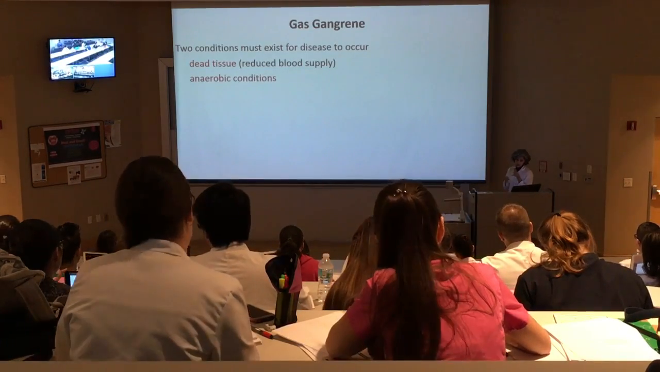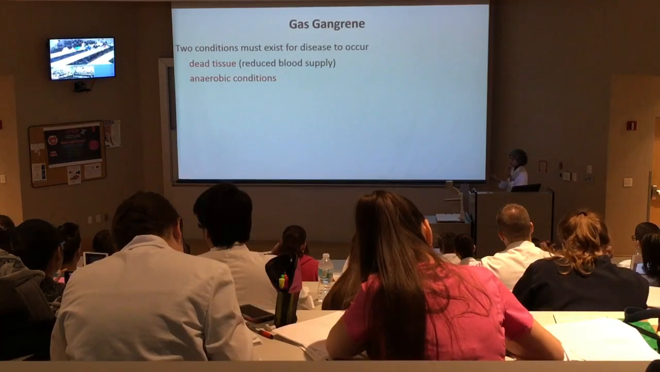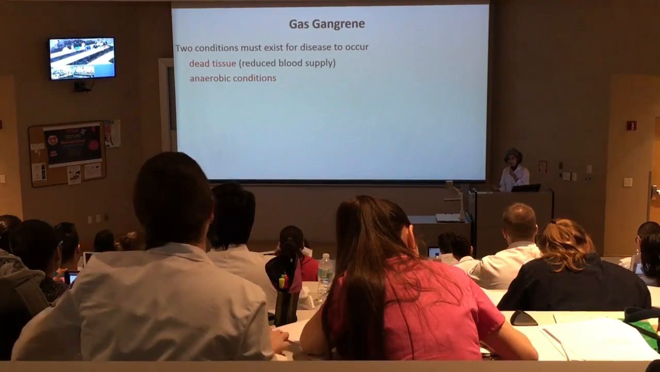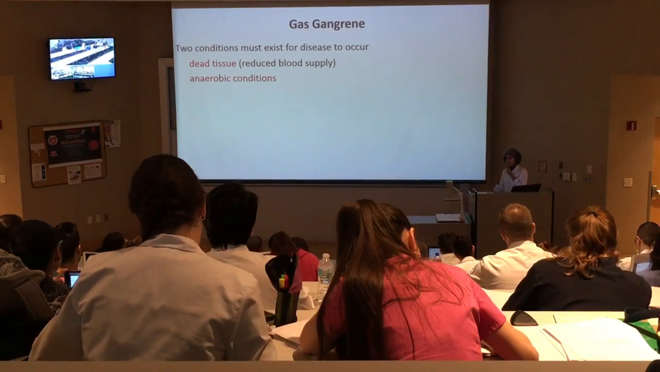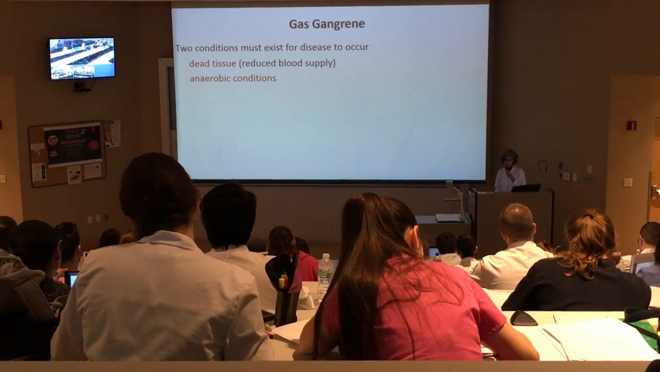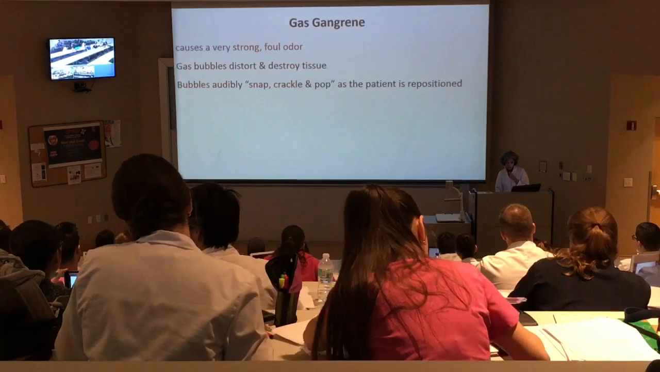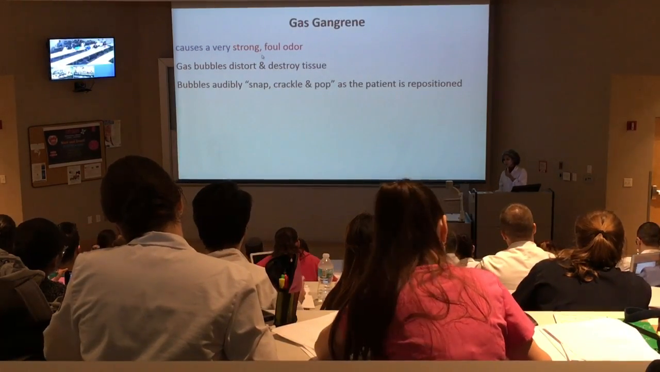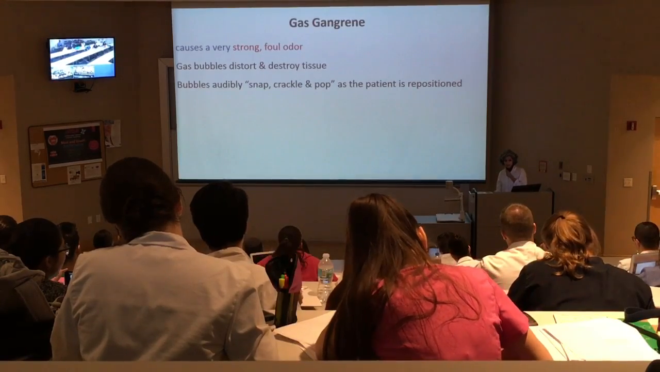Clostridium perfringens. Two conditions must exist. Now this is an anaerobic bacterium, right? So there has to be an anaerobic condition for the spore to germinate, to start growing, and then create the problem, right? It causes a very strong foul odor. It creates a lot of gas. That's why it's called gas gangrene.